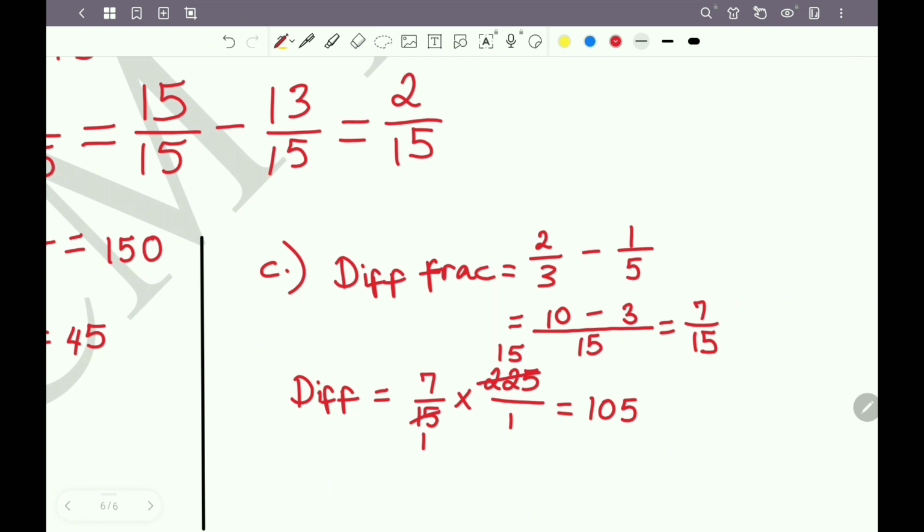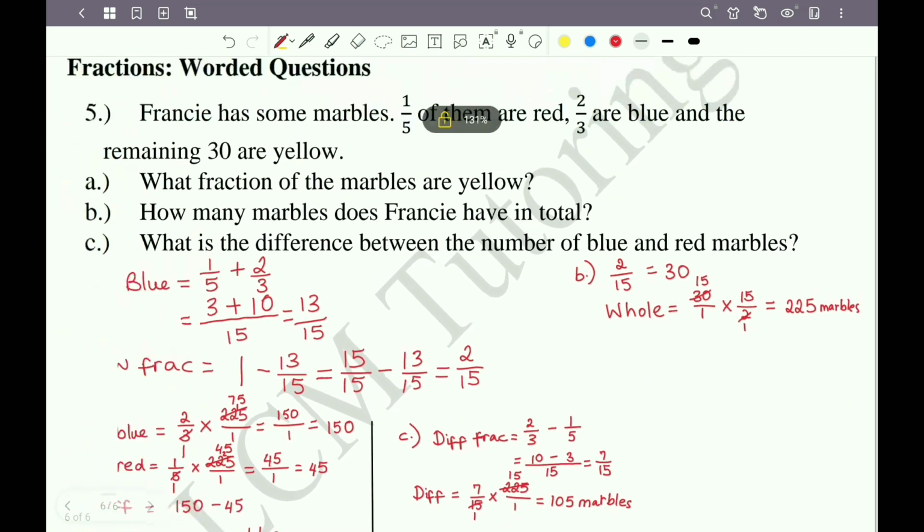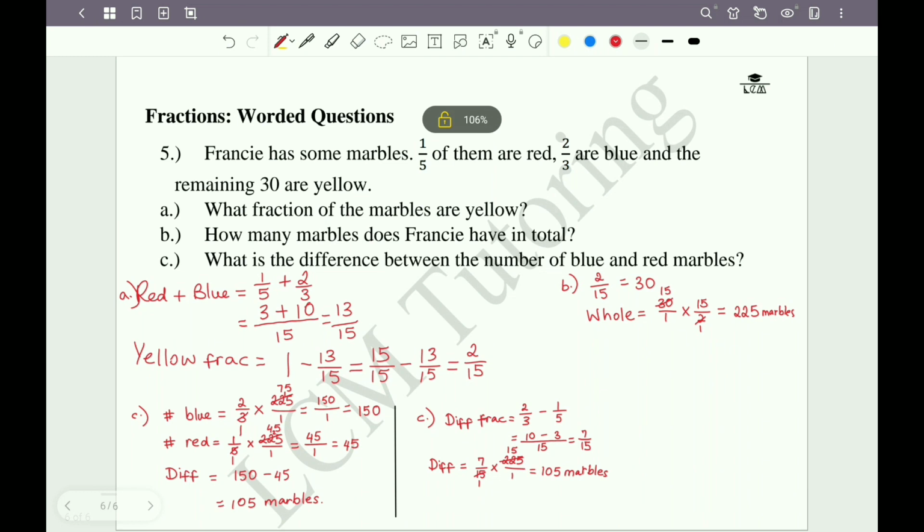Now, if you need to do that separately, by all means, go ahead. If you need to work it out vertically, that's fine. But 7 times 15 is 105. So that means that the difference between the red and blue marbles is 105. Right? So that is your answer for part C and your answers overall for parts A, B, and C. As you can see, for part C, we used two different methods, but we got the same answer.